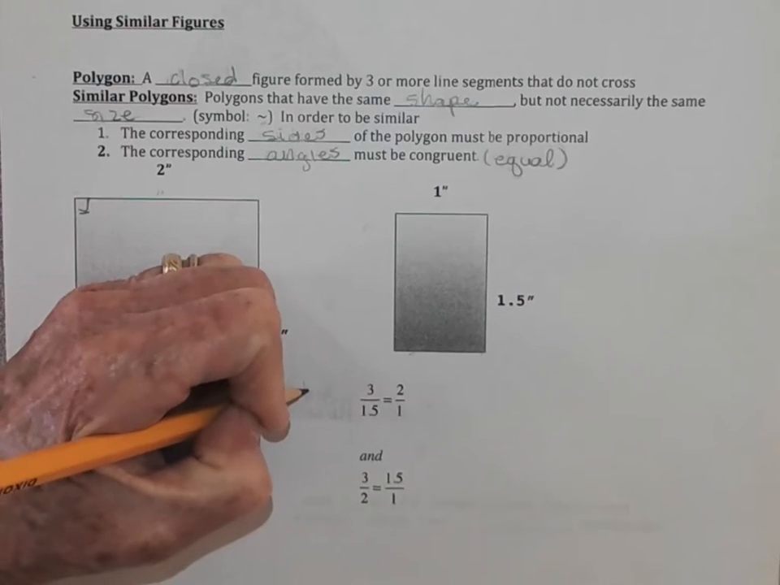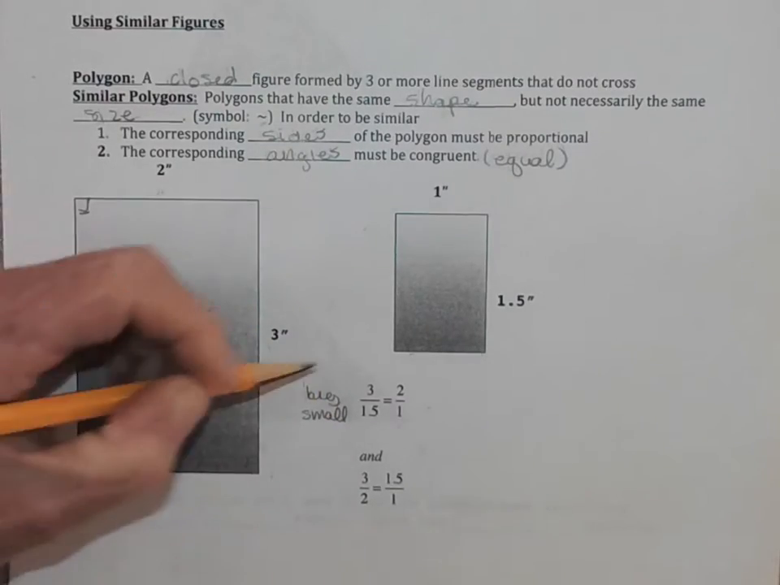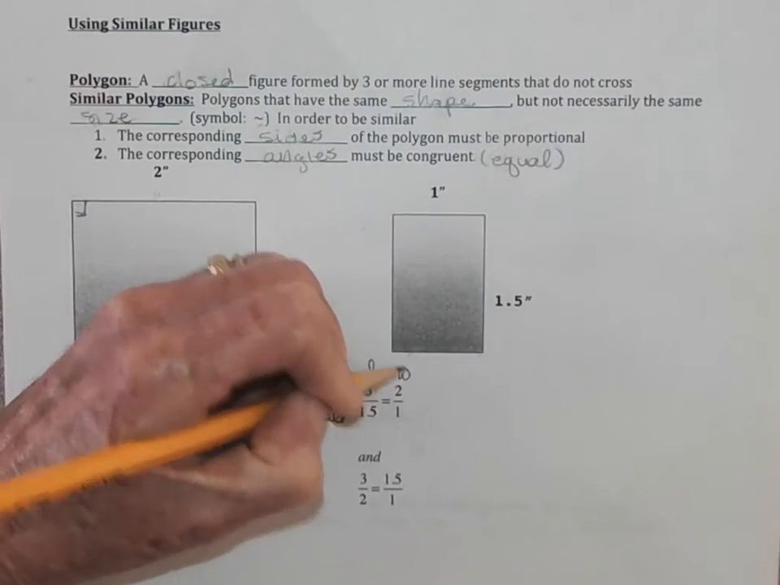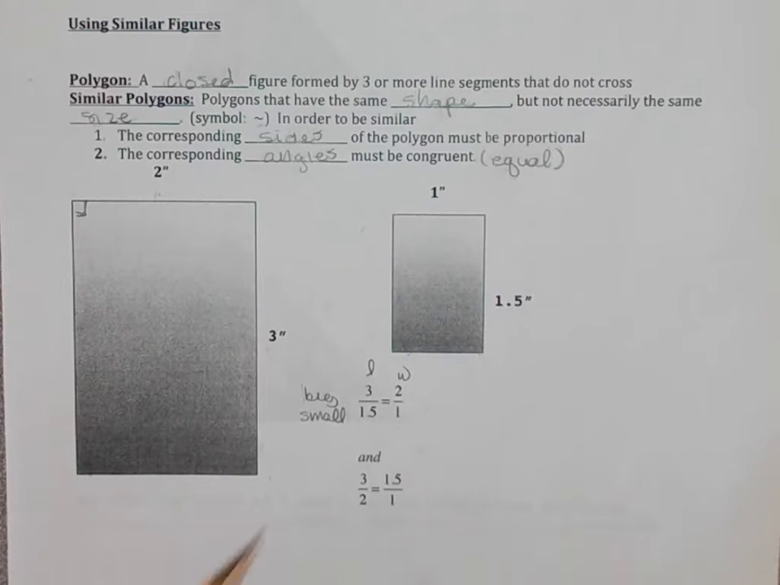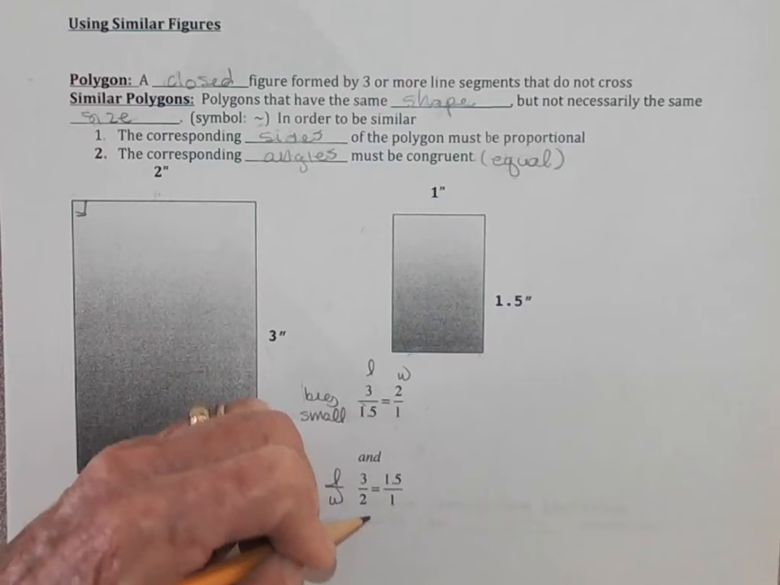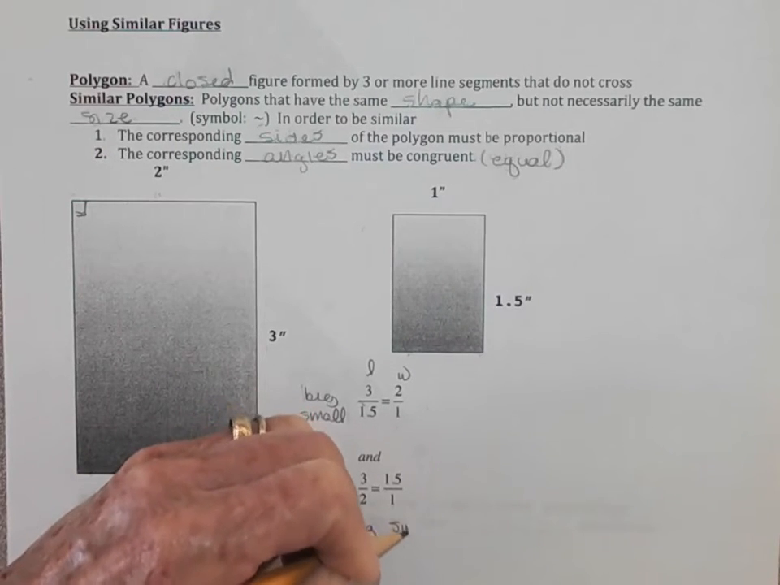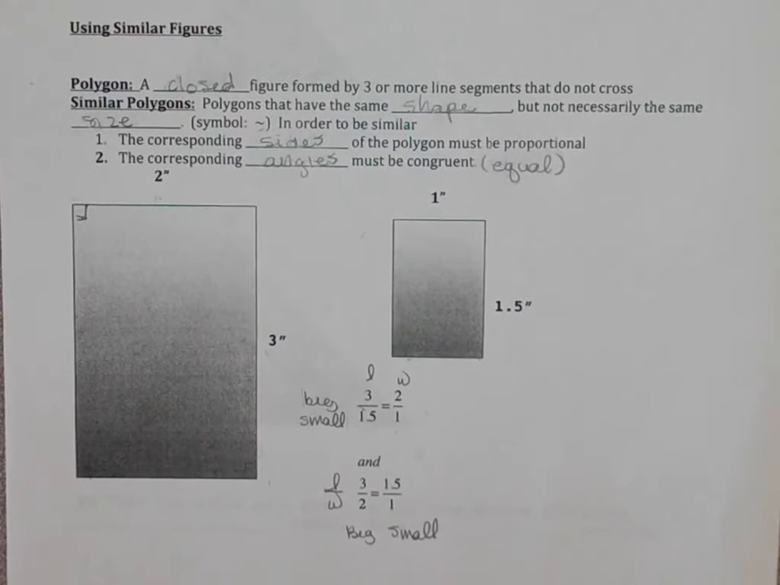We could write a proportion comparing the big to the small, and this would be the length up here, and this would be the width here. So the big rectangle to the small rectangle, the length, and then their width. You could also do it this way, where we have the length over the width, and then we have, this is my big rectangle, and this is my small one here. So just like with other proportions, there's many ways to write your proportion.